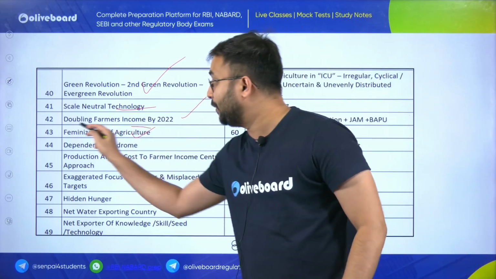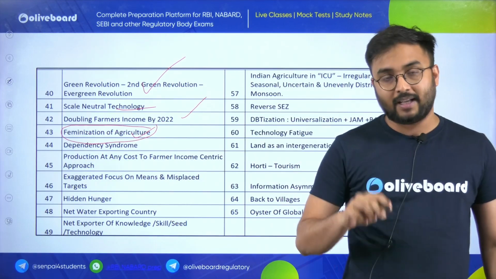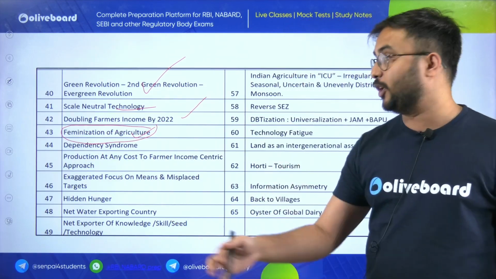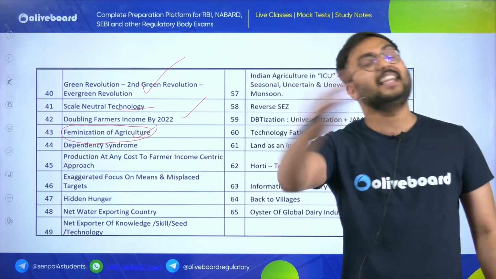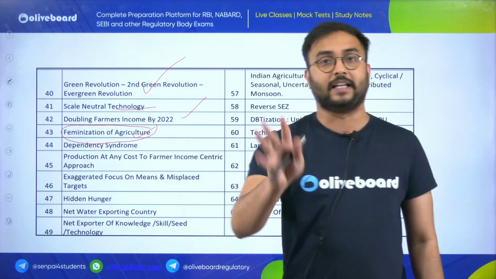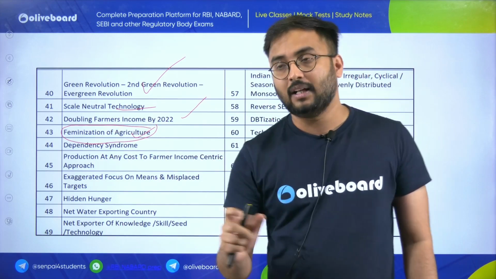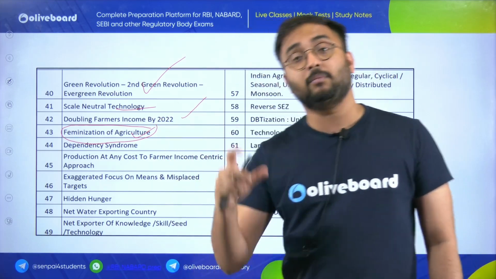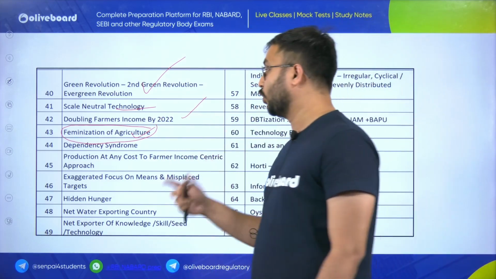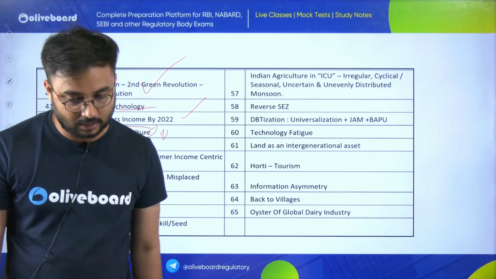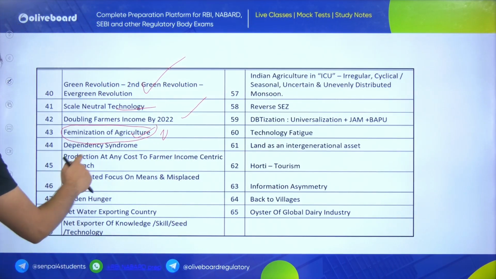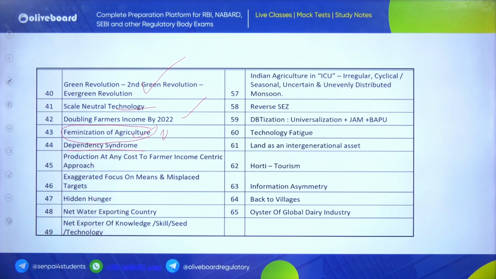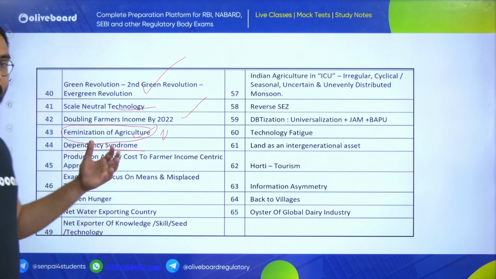You can write a complete paragraph or a point where, in the context of agricultural improvement, you can directly write one paragraph. Any question comes, write feminization of agriculture. If the question is generic enough, write feminization of agriculture. What do you mean by feminization of agriculture? How women's participation and women workforce can improve agriculture. Yes or no?